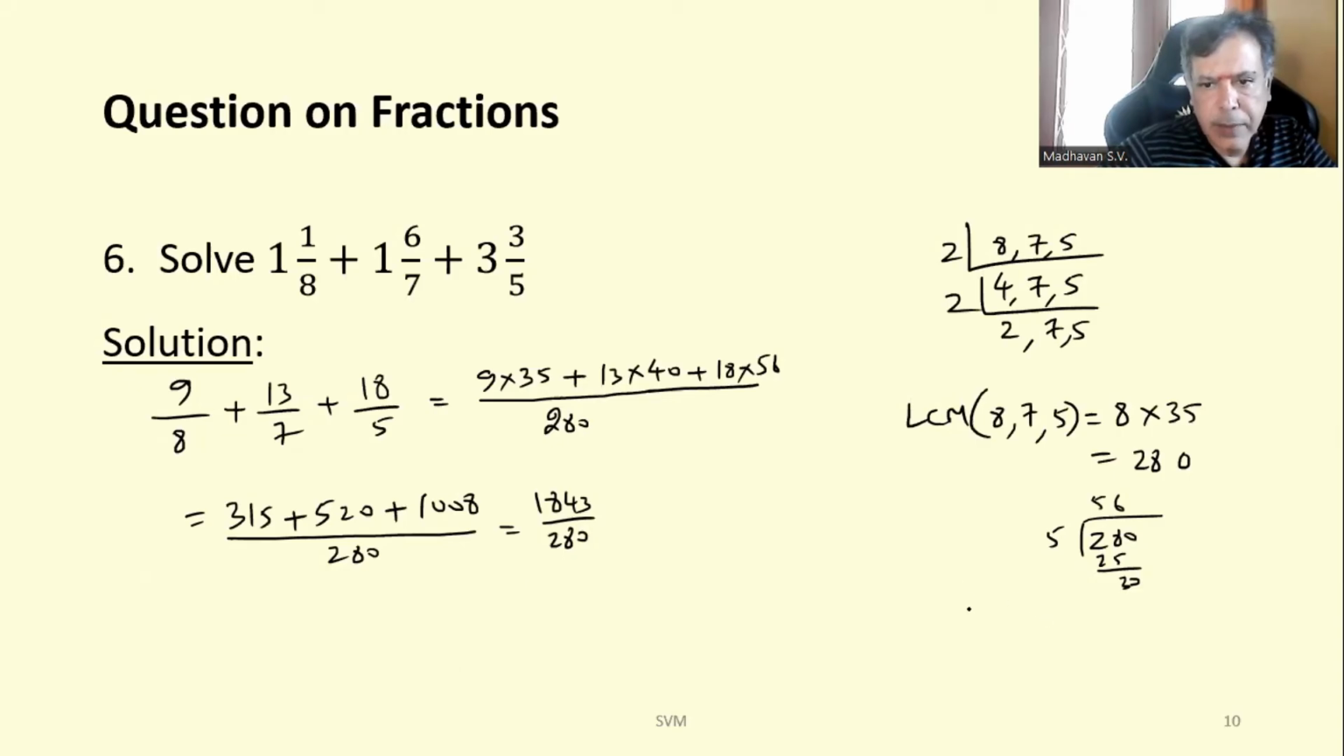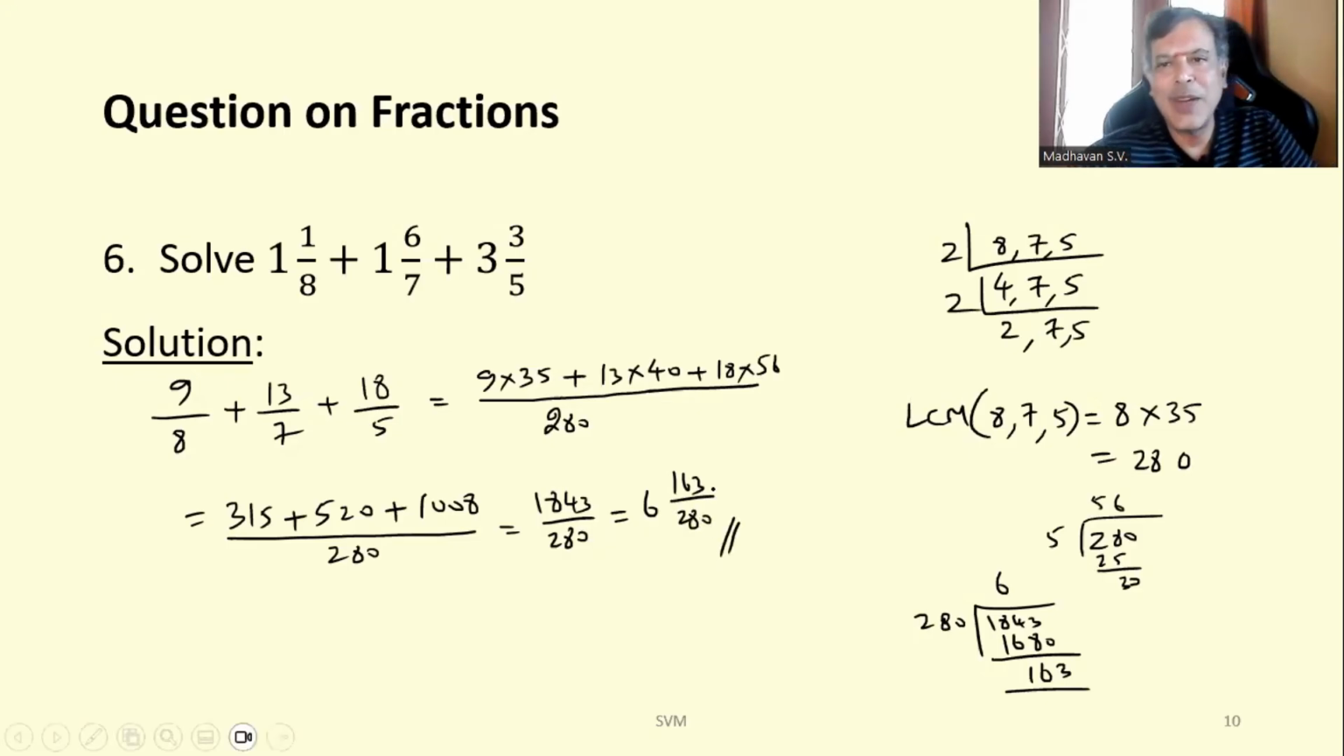And if you divide, we get 6. So you get 1680. The remainder is 163. So this can be written in terms of vulgar fraction because the question is in the form of vulgar fraction. So we'll rewrite this as 163 by 280. That will be the result for this particular problem. Let us move on to the next question.